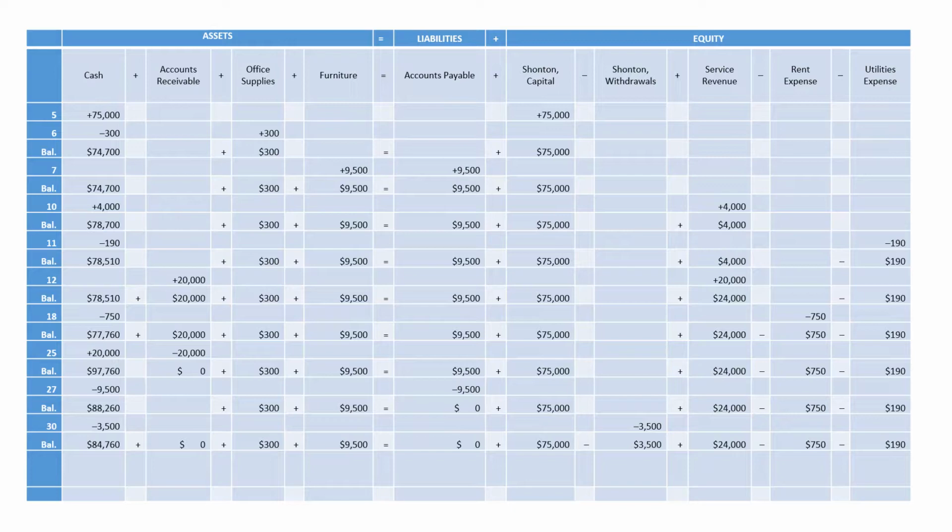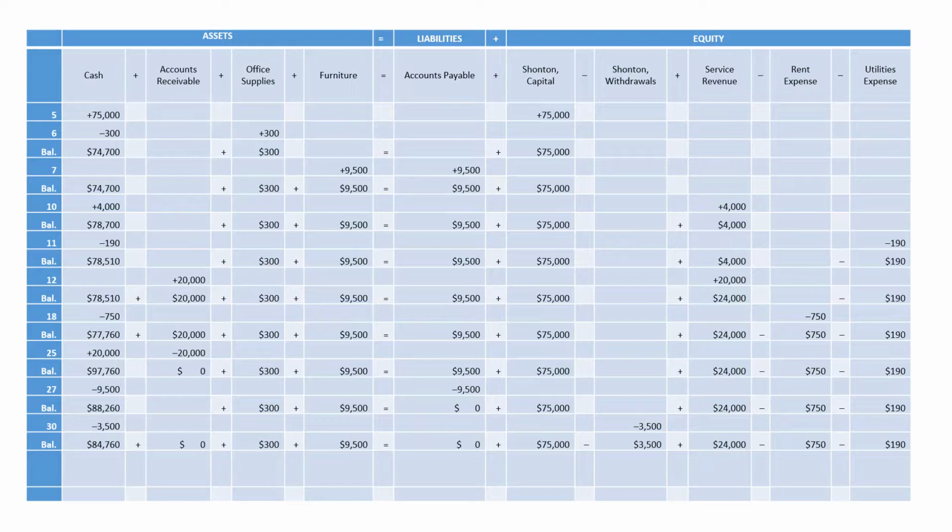Paid the full amount of accounts payable created on April 7th. So remember, we bought the furniture on April 7th for $9,500, but we didn't pay for it. So we're keeping track of how much we owe in accounts payable. Well, now we're paying it. So we have to decrease cash, $9,500, and decrease accounts payable, because once we pay this, we don't owe anything. Update your balances.